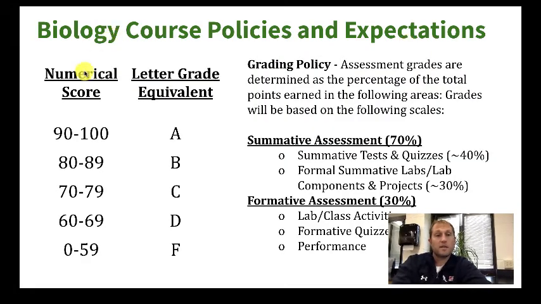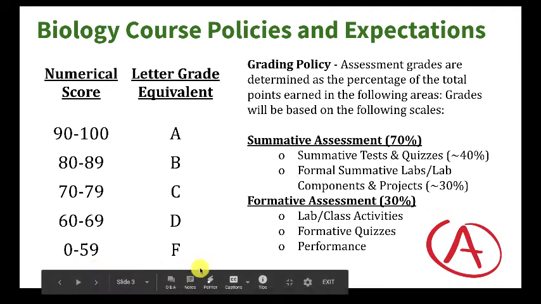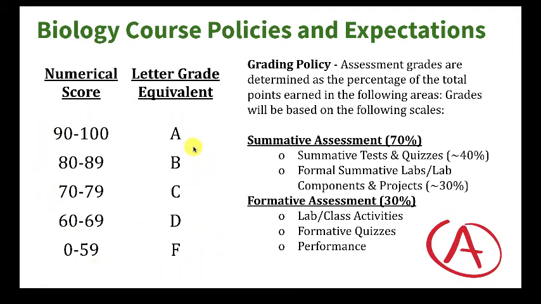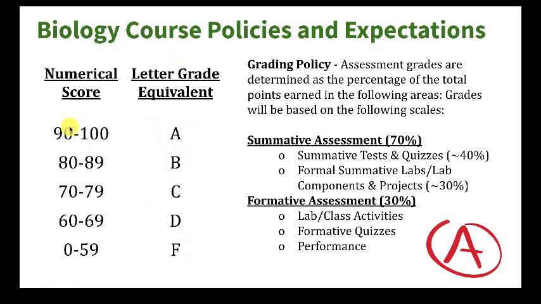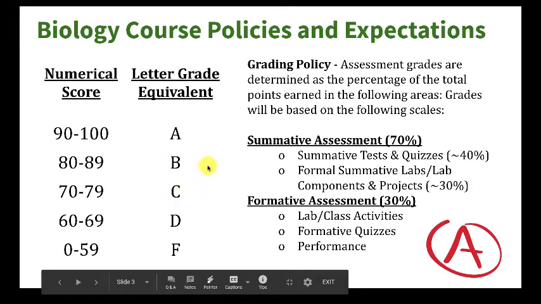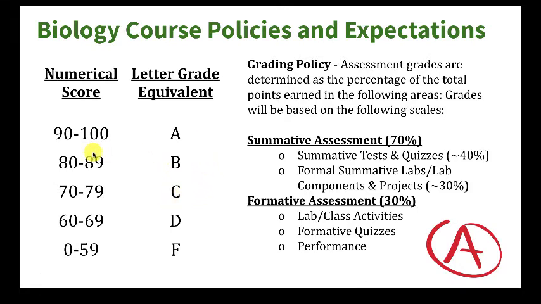To begin with, we look at the grading scale, the MHS standard scale here: 90-100 is an A, 80-89 a B, 70-79 a C, 60-69 a D, and 0-59 would be an F letter grade equivalent. So standard MHS grading follows that scale.